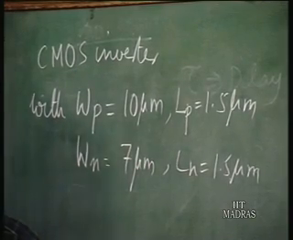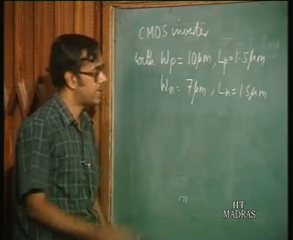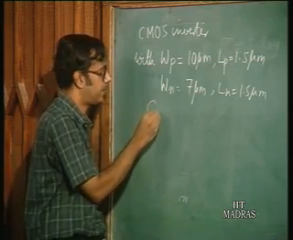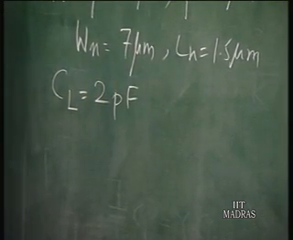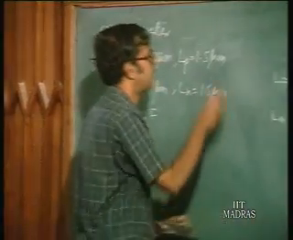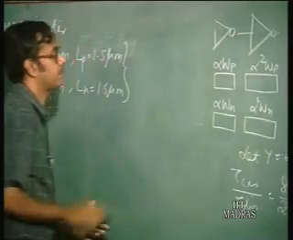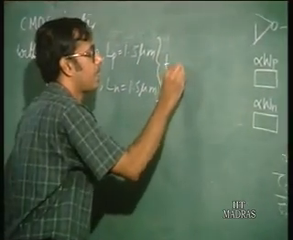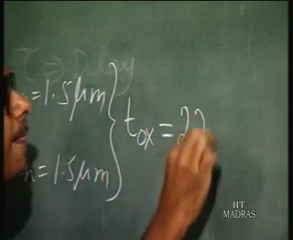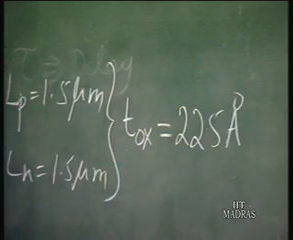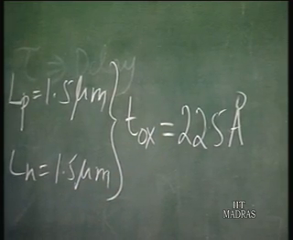Okay, all right. So for this inverter, suppose it has to drive a load capacitance of 2 picofarads. Also, let us say that in this CMOS technology, the oxide thickness is given as 225 angstroms. So that is specified: 225 angstrom is the oxide thickness.